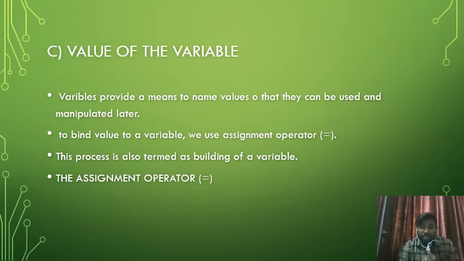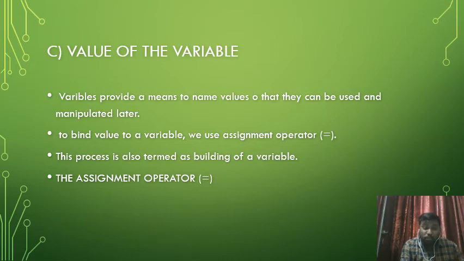Variables provide a means to name values so that they can be used and manipulated later. For example, we have assigned x equal to 10. Because it's a simple program, we got the result of x as the value 10. If we want to store more things, we can store them. To bind a value to a variable, we use the assignment operator. If a value is to be assigned, there will be an assignment operator. This process is also termed binding of a variable.